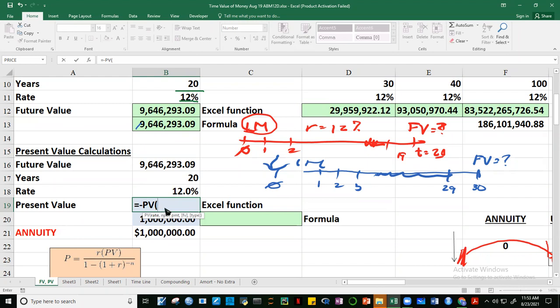What I'm interested in is the value. Rate at 12%, comma, nper is 20, comma, there's no PMT. This is just a single cash flow, comma, future value is 9.6. Okay, there, it's 1 million. So pareho lang, guys. Okay, so that proves, guys, that 9.6 million in 20 years at 12% is equivalent to 1 million now. Okay? All right.